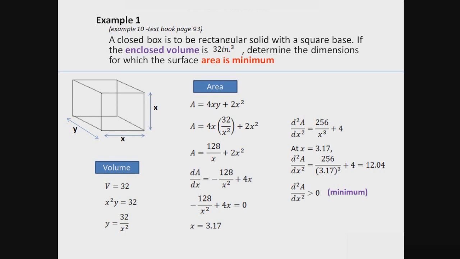So when x is equal to 3.17, we substitute back into the formula of y. y is equal to 32 over x squared. So we now get y as 3.18. So this is the dimension that we are looking for when the surface area is minimum.